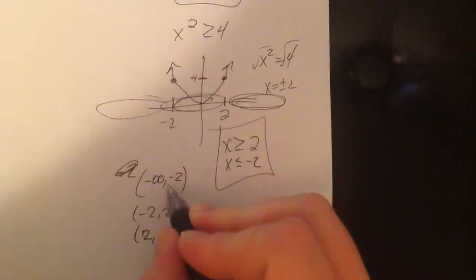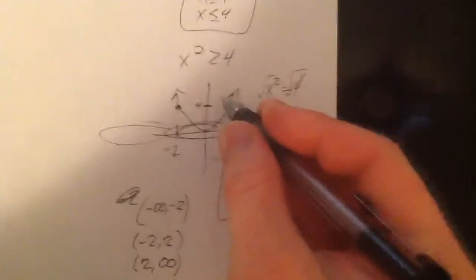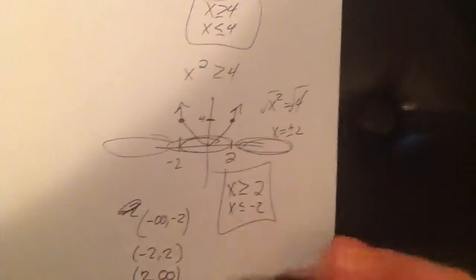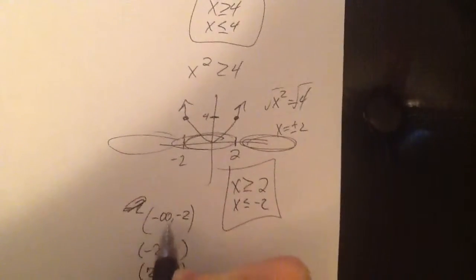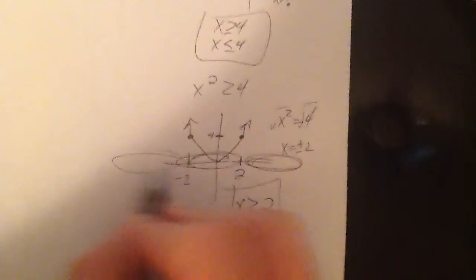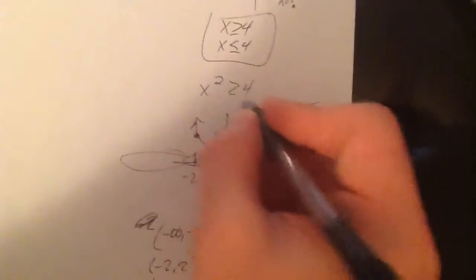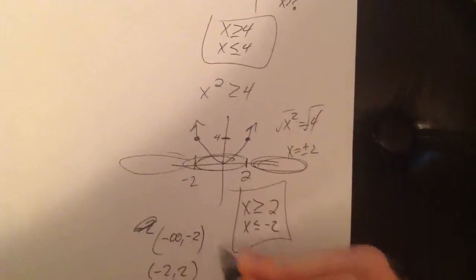And then remember, we picked numbers in this region to test in the original inequality to see if it worked. So like here, I can pick negative 3. Negative 3 is over here somewhere. If I pick negative 3, plug it in, negative 3 squared is 9. 9 is greater than or equal to 4. It works.